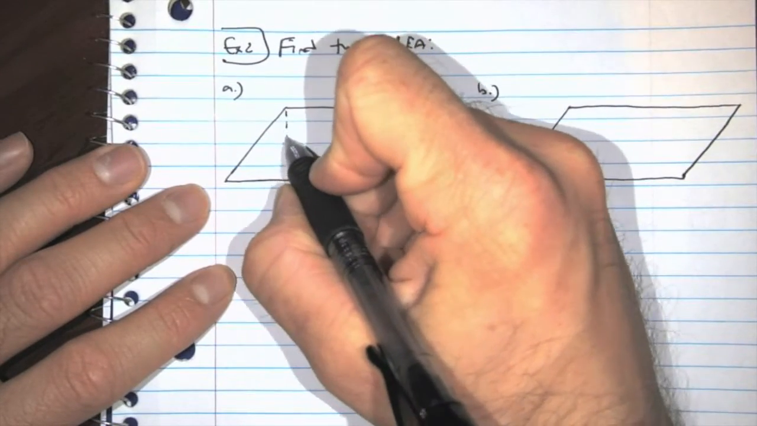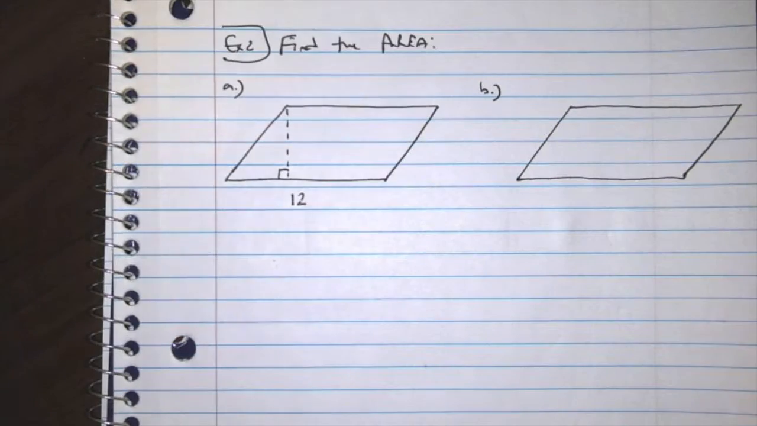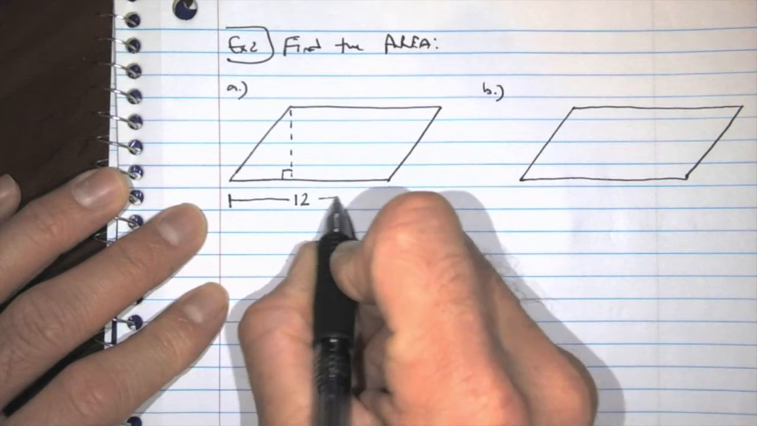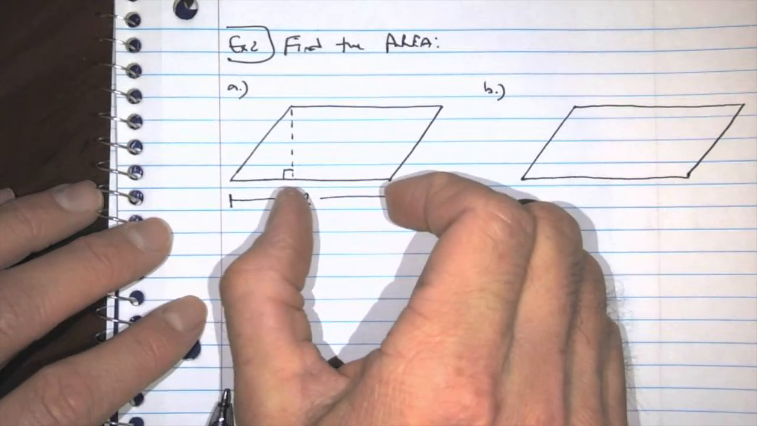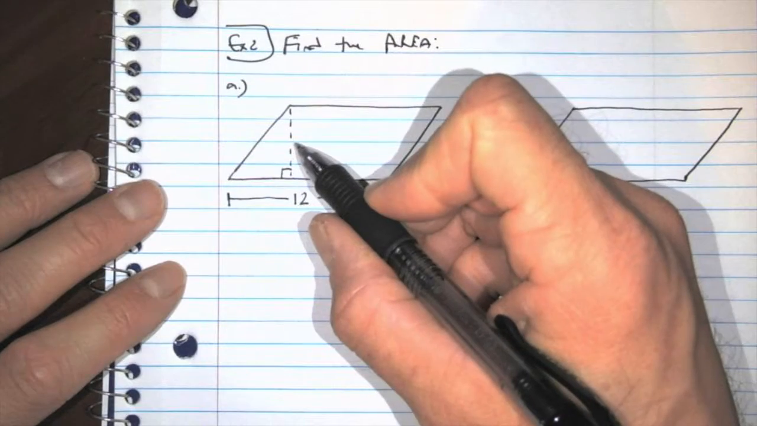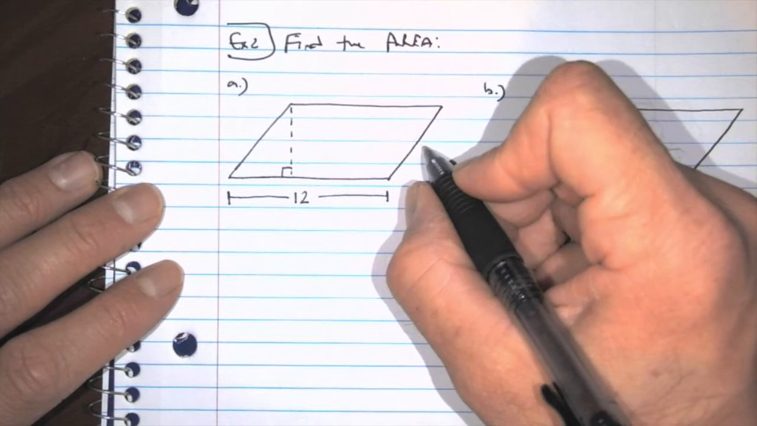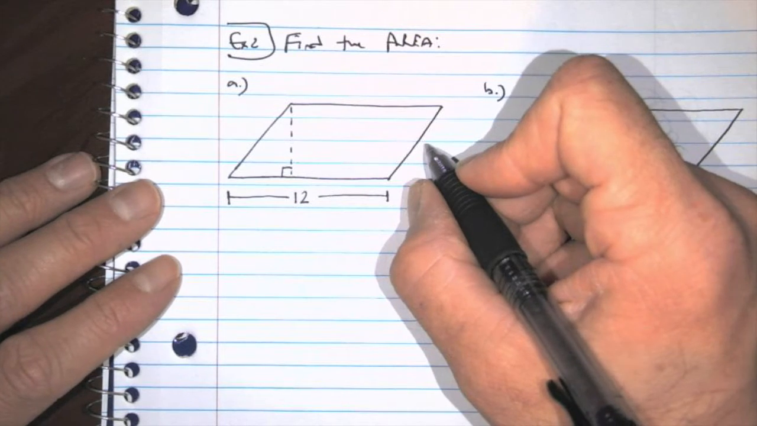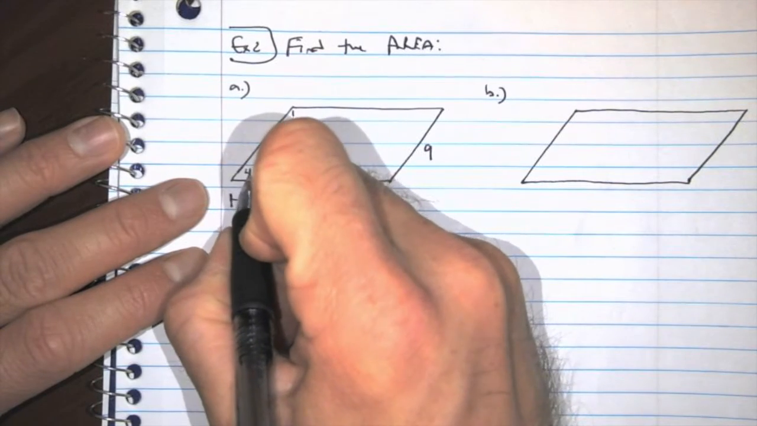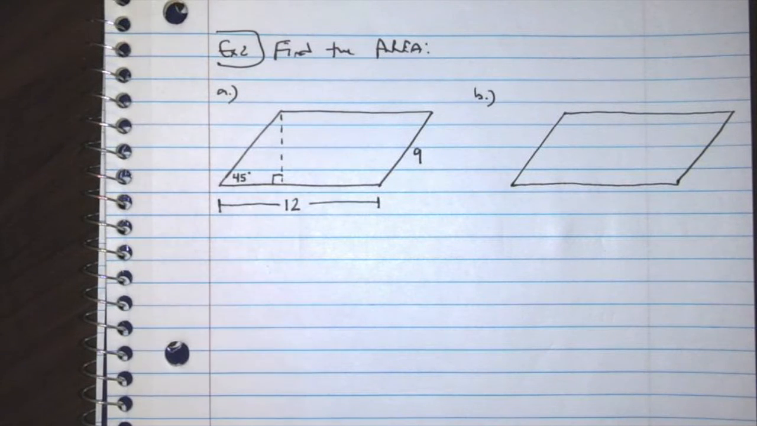Right angle. I'm going to tell you that this is 12, and that's going to be the whole base of the parallelogram. Just so you know, last problem I kind of did a partial base, but this is going to be the whole thing. And I'm not going to give you the height. I am, however, going to give you this side. I'm going to tell you that it is 9. And I'm going to tell you that this angle right here, everybody, is 45 degrees. That's it. That's all you get.